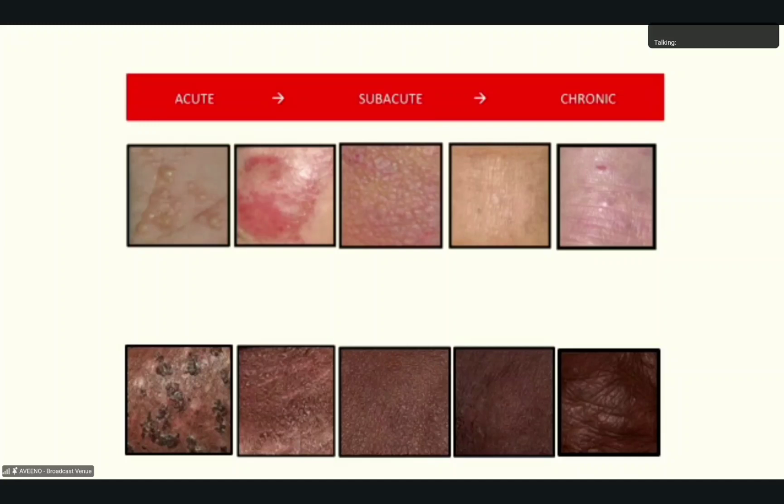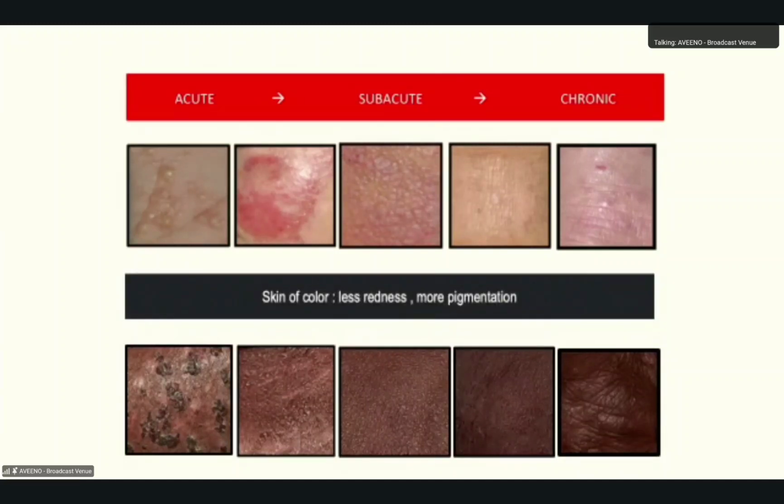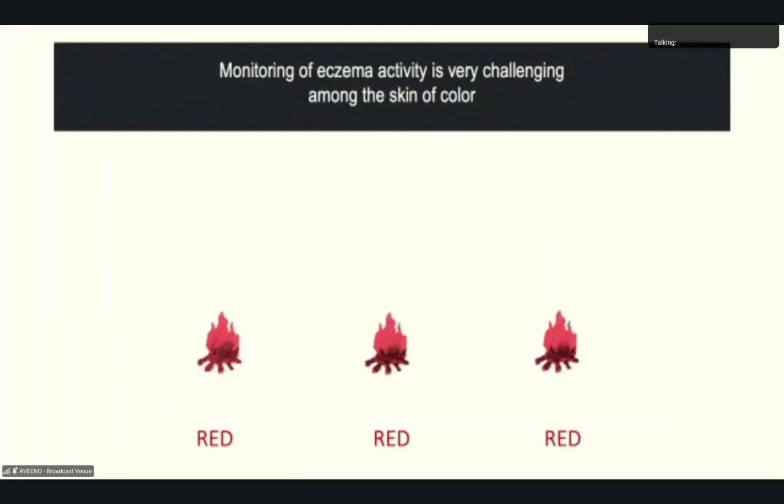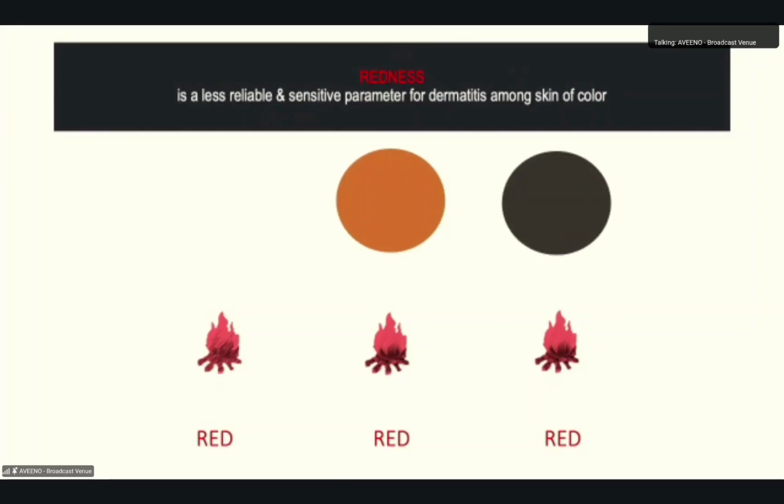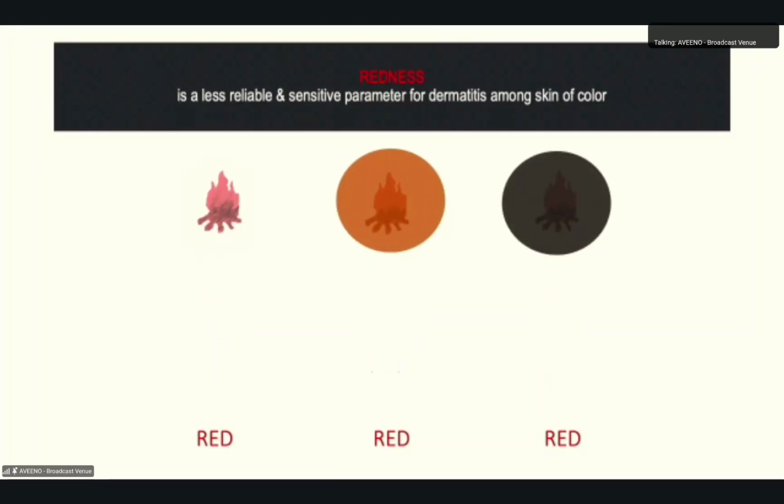So among skin of color, obviously the first difference is they have less redness, and the second difference is they're more likely to have pigmentary problems. Less redness is not difficult to understand, because once you have a pigmented epidermis, it will block the red light from getting out. This is just an analogy for what is happening in fair skin and in dark skin.